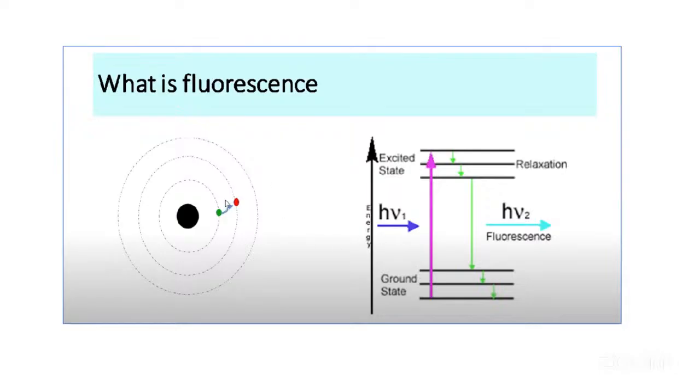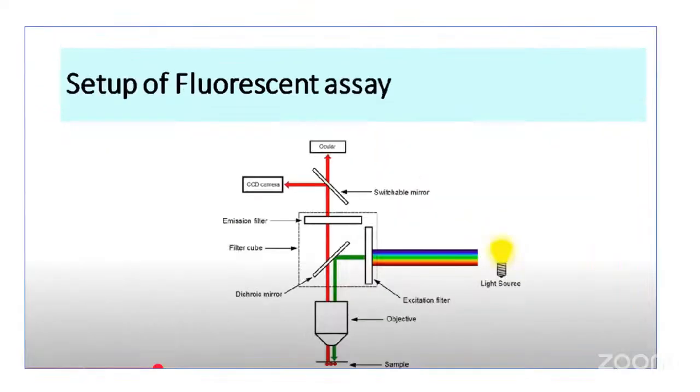Interesting thing here is, whatever light we are giving to excite, we call the excitation light, and whatever we are getting is the emitted light, the emission light. So there is an energy difference between the two. If there is an energy difference, that means there is a difference in wavelength also. That is why we'll see later how it is utilized. So this is the basic principle of fluorescence.